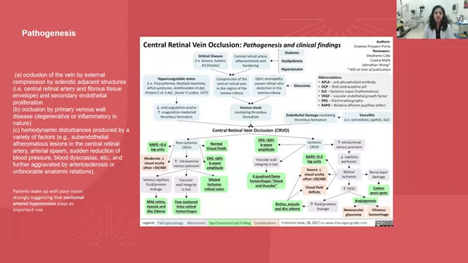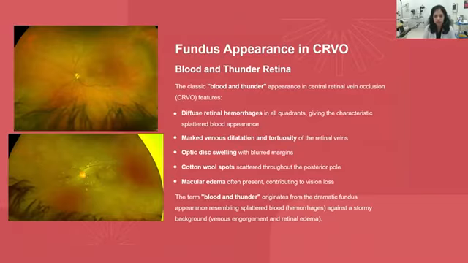So the fundus appearance in CRVO, we typically call it the blood and thunder appearance, but it does not have to happen in all patients. Why is it called blood and thunder? Because there are diffuse retinal hemorrhages in all quadrants, giving the characteristic splattered blood appearance. There's marked venous dilatation and tortuosity of the retinal veins. Sometimes you can see optic disc swelling with blurred margins. You can see cotton wool spots scattered throughout the posterior pole. Again, it's not always a must; you can see it in some patients. And sometimes you can see macular edema, which can contribute to vision loss.